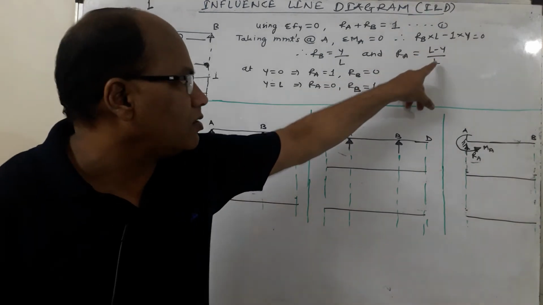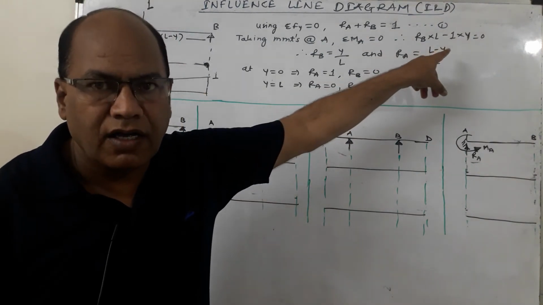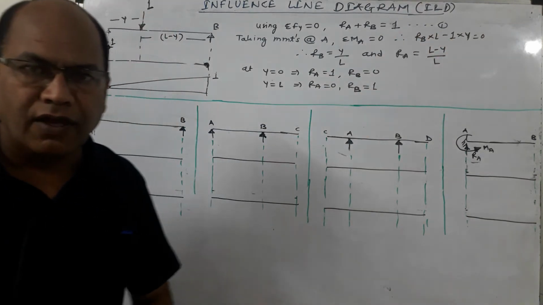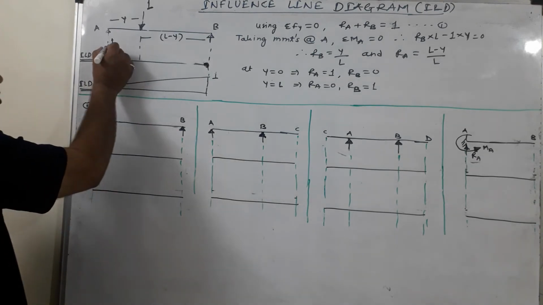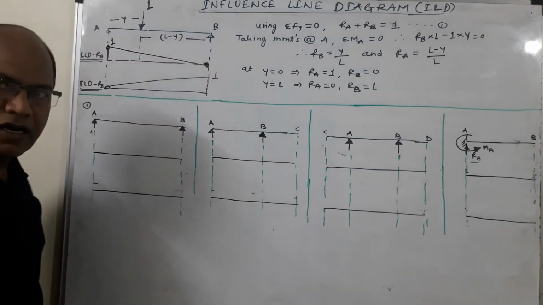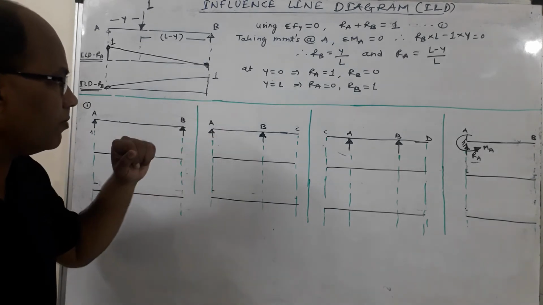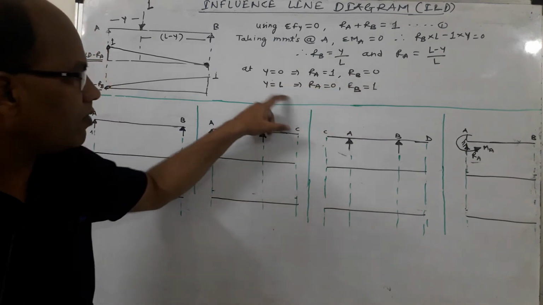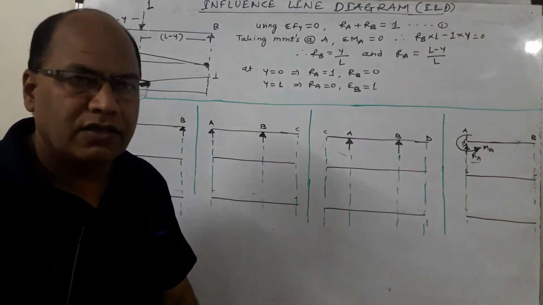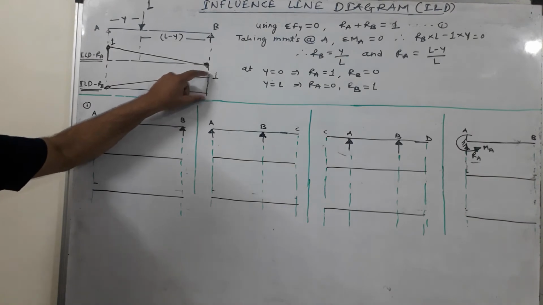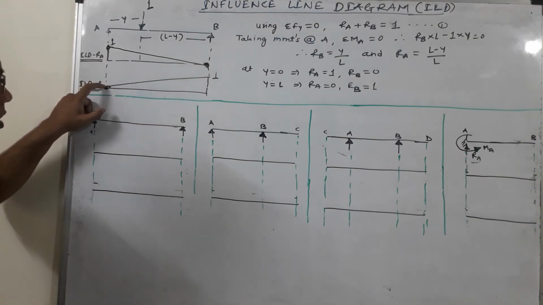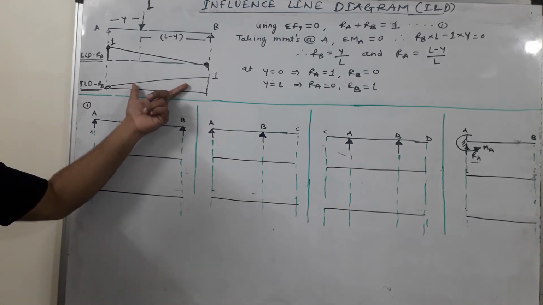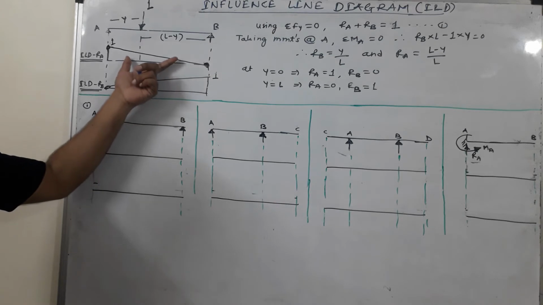Ra is equal to (L minus y) upon L. Ra is a function of y, but the degree of y is 1, so it simply indicates that it should be a straight line. So Ra changes linearly, and that is why these two are to be joined by means of a straight line. Now ILD for Rb. When y is equal to 0, Rb will be equal to 0, and when y is equal to L, Rb is equal to 1. So Rb is 1 when y is equal to L, Rb is 0 when y is 0, and I am getting this triangle.